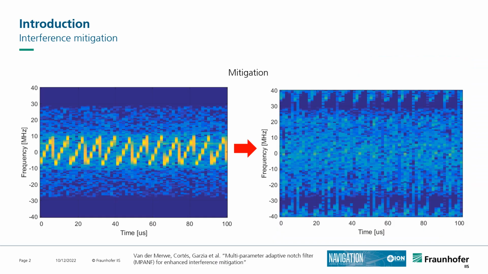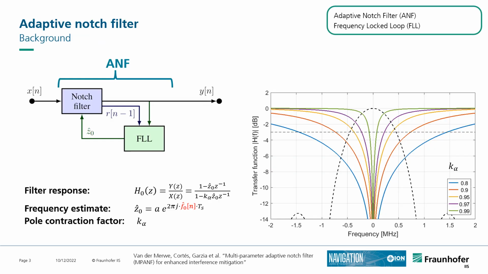The goal of interference mitigation is to remove an interference signal before any GNSS processing is done. Thereby, the receiver regains navigation capability, improving its resiliency. A popular approach is an adaptive notch filter, ANF. It surgically removes a frequency-sparse signal by placing a notch filter over it.